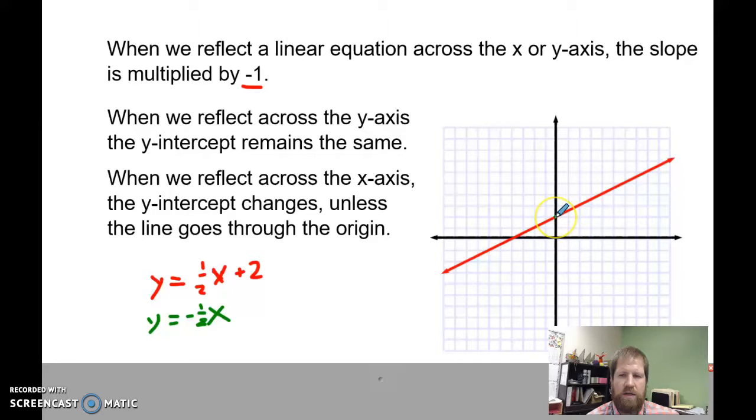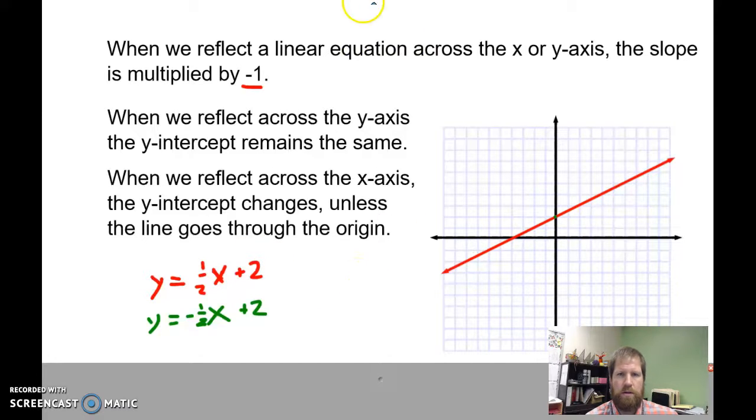Wherever it is on the y-axis, that's where it's going to stay. So reflecting over the y-axis maintains the y-intercept. If I was reflecting over the x-axis, I would still be multiplying my slope by -1, but my y-intercept would change. My y-intercept would become the opposite as well. We're not going to be doing that in this lesson, but it's good to keep in mind.